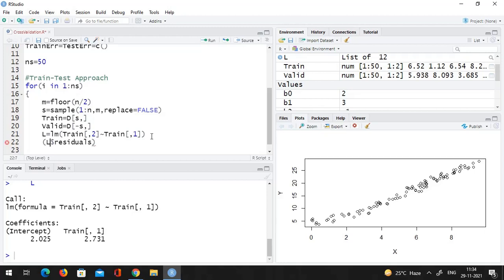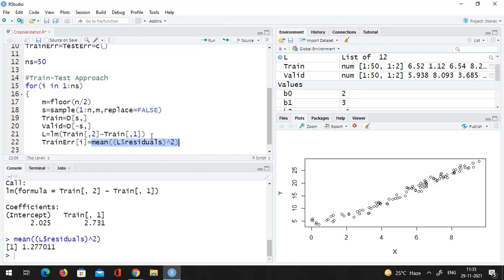lm dollar residuals. Ma'am, we can store this summary of lm as another vector and then get the MSE directly. MSE also, but now that I have residuals, I can do this also, correct? Yes, ma'am. So mean of these squared, right? So this is my training error for the ith simulation. Okay, so let me run and see what is the value. Okay, so here this is the value. Similarly, I have to compute. Is everyone clear how the training error has been calculated?